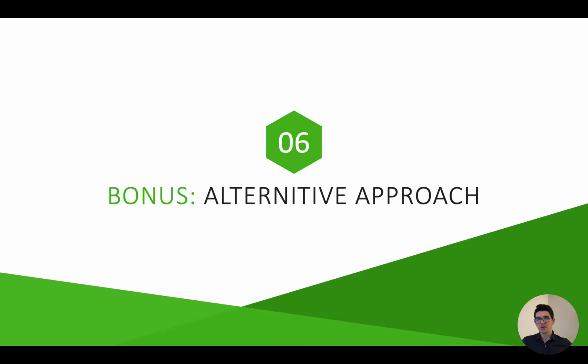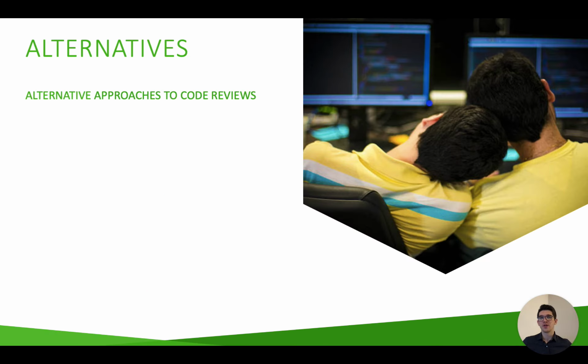And a little bonus: there are a few alternative approaches to reduce the amount of code reviews, or not do them whatsoever, just to think about. Of course, you can do pair programming. This is a well-known practice where you basically do code review while you're writing the code together. So you sit together and write code, and this is kind of like code review.